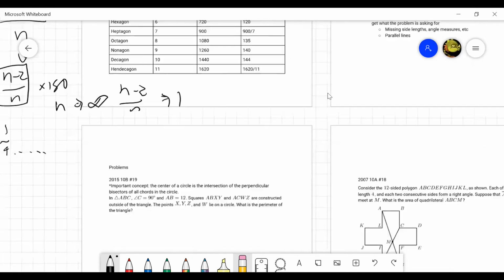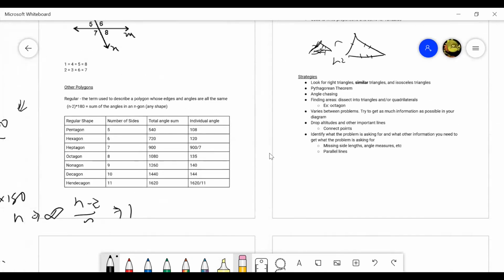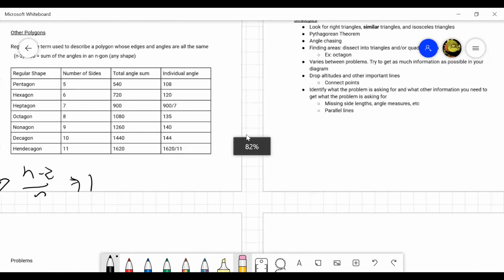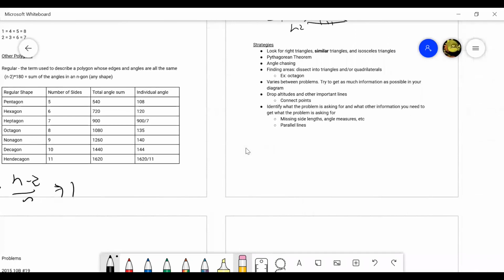So yeah, I think that was all the major concepts that I wanted to go over. Next would be strategies. When you're approaching geometry problems, I think it's important to look for right triangles, similar triangles, and isosceles triangles. Basically these triangles all have some kind of special property that you can use, such as the 90-degree angle and Pythagorean theorem for right triangles, the corresponding sides and angles for similar triangles, and the equal sides and equal angles for isosceles triangles.